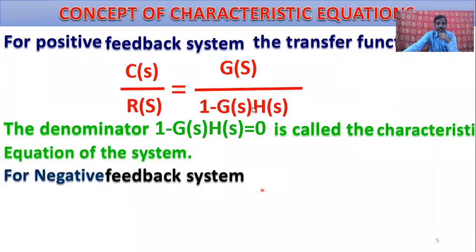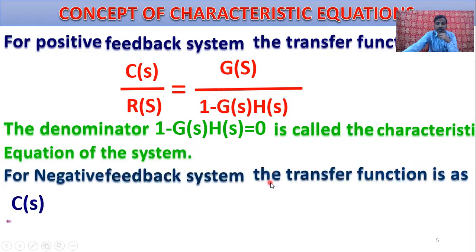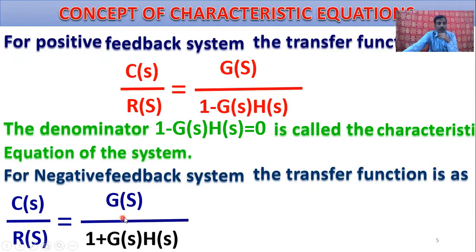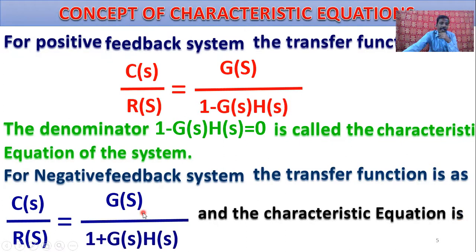Then for a negative feedback system, already discussed, the transfer function C(s)/R(s) equals G(s)/(1 + G(s)H(s)). So what is the characteristic equation? The characteristic equation is 1 + G(s)H(s) = 0. This is the characteristic equation.